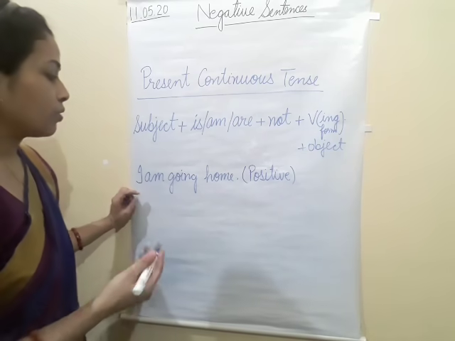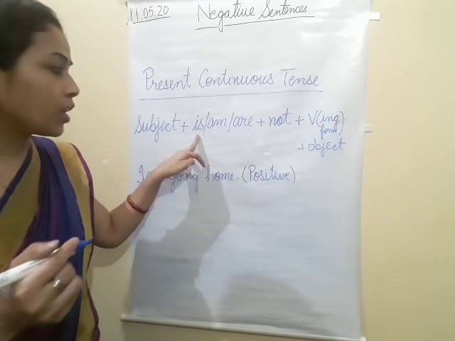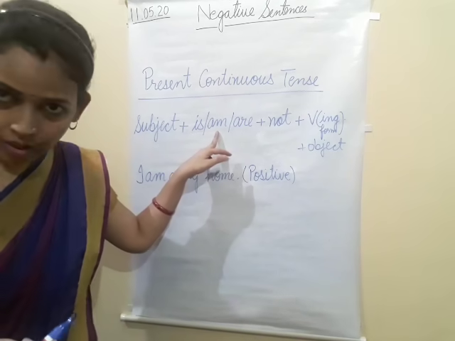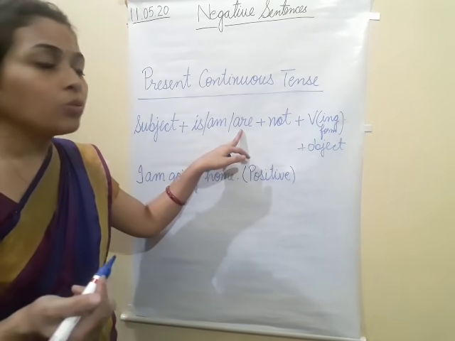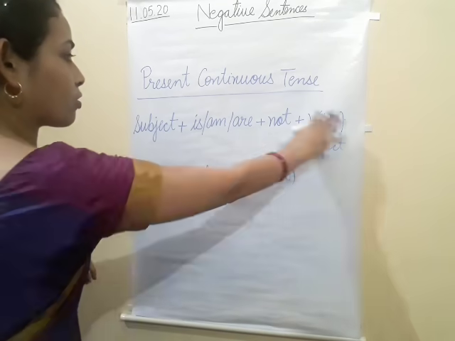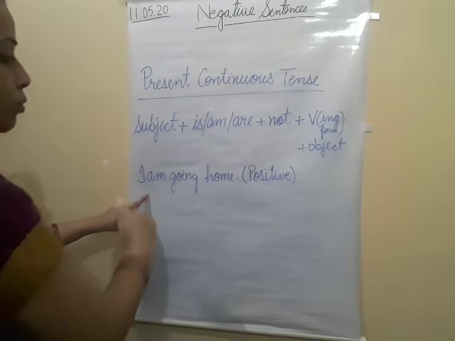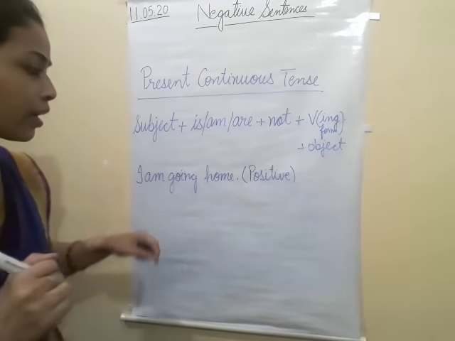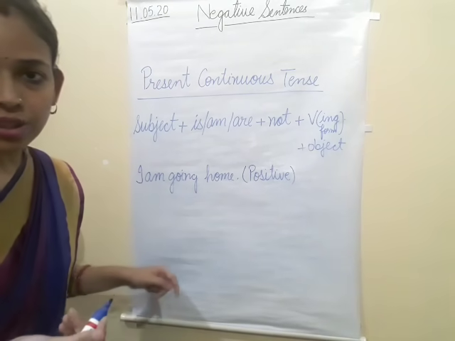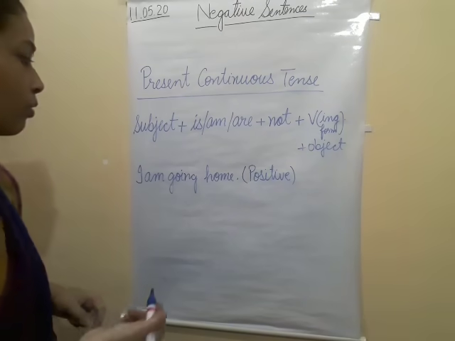Okay. So according to these, we use he, she, it, one name, with is. With I we use am. I am. We, you, they, are. We use are. Okay. And the rest of the things will be the same. So now this positive sentence I have written here, I am going home. This is the positive or affirmative sentence. How we change it into the negative structure I have already written. According to that we will follow.